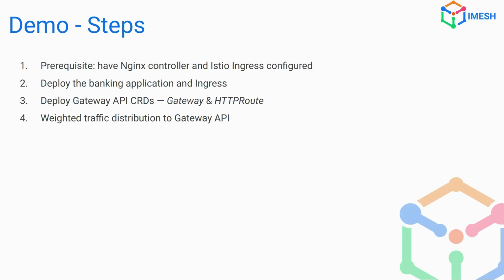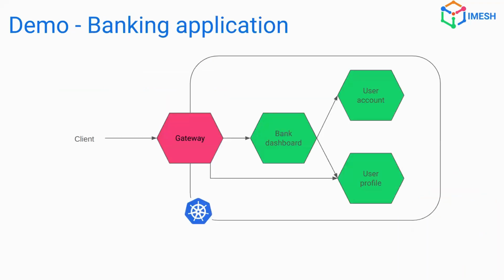We'll also see weighted traffic distribution with the Gateway API. In the weighted traffic distribution, you may choose to use whatever load balancer. Since I'm running this locally on my system, I'll be using HAProxy to route the traffic to both the IPs of the cluster. And this is the application diagram.